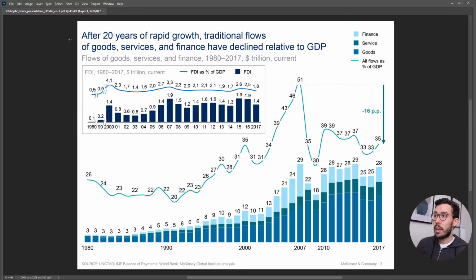That is one message, but it actually has kind of two sub-messages in it. The first one is this one, which is after 20 years of rapid growth, and the second one is here, which is traditional flows have declined relative to GDP. If we're going to say this in that lead-in, we need to show both of those things in the body of the slide. McKinsey have decided to use one chart to show both of those things, and it's the big chart at the bottom. This bit here is talking about the decline relative to GDP, and this bit here is showing the 20 years of rapid growth. So they've used a combo chart to do that.